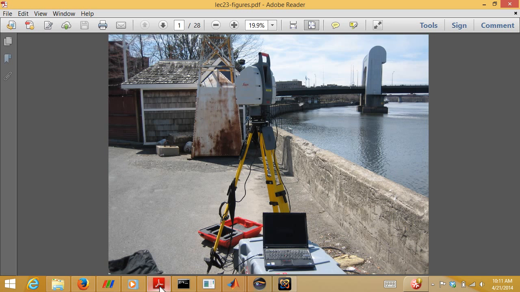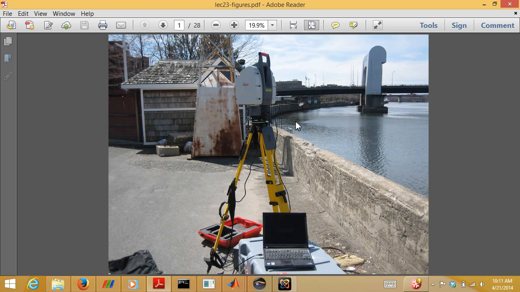So here's an example of what I'm talking about. This is what's called a LiDAR sensor. There's some debate about whether LiDAR actually is an acronym or not, but the idea is it's an analogy to radar. LiDAR stands for light detection and ranging. This device, which we have on campus in Troy, New York, sits on a tripod.